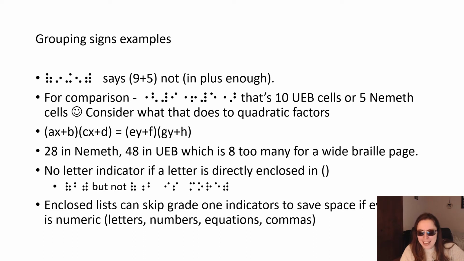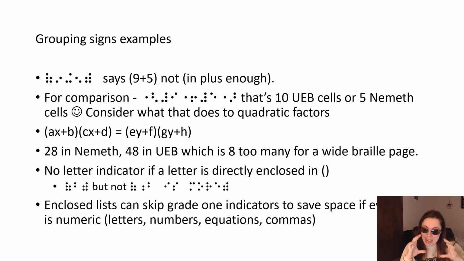So while 28 cells in Nemeth will fit even on a narrow piece of Braille paper and certainly give you room to work and manipulate on a 40-cell wide page, that's 8 cells too many for even a wide Braille page in UEB Technical anyway. So anyway, just a little comparison to the benefits of the specific style of space saving that Nemeth opts for.